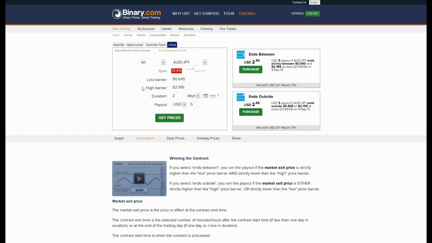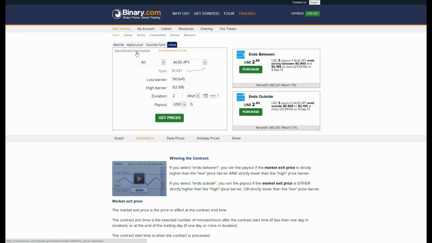Finally, we'll take a look at the in-out contracts. There are 2 options for this type of contract: stays between or goes outside, and ends between or ends outside. As with previous trade types, we are selecting a barrier, except this time we select one barrier higher than the spot price and one barrier which is lower.